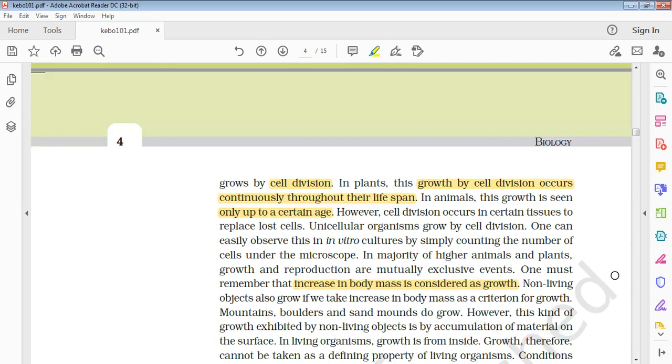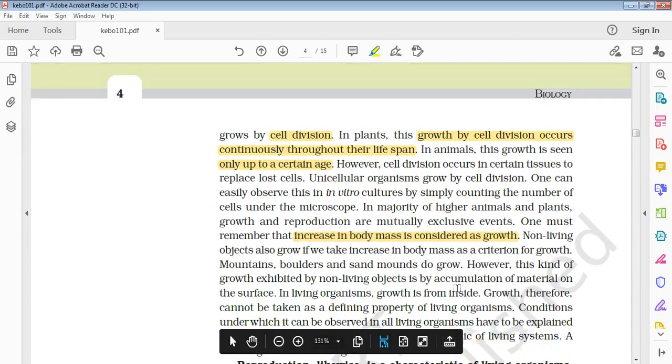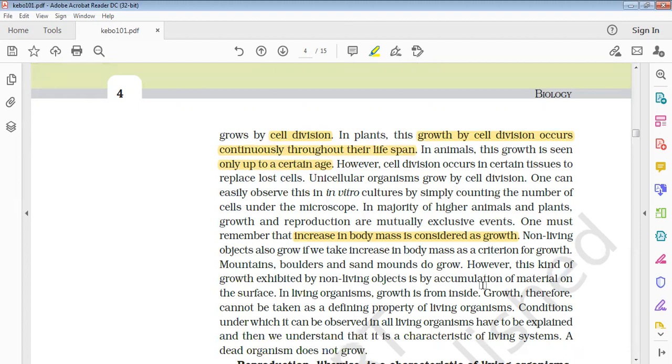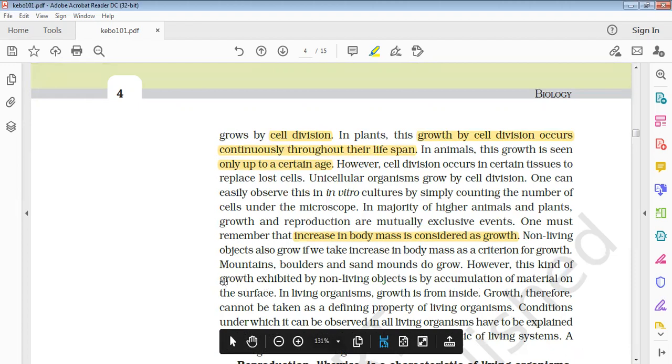So what is extrinsic growth? Extrinsic growth means that the growth occurs externally. So extrinsic growth is exhibited by non-living things or non-living objects. Growth exhibited by non-living objects is by accumulation of material on the surface. This is known as extrinsic growth. But in living organisms, the growth is from inside and it is known as intrinsic growth.